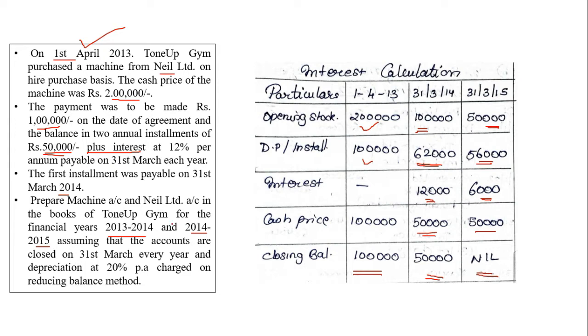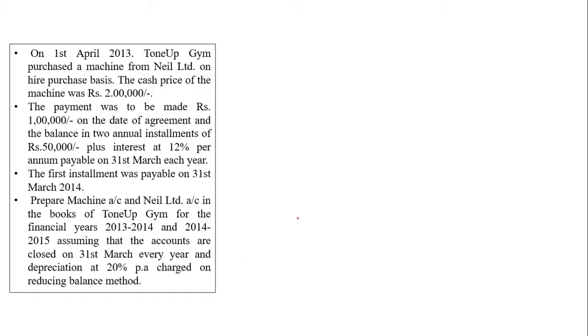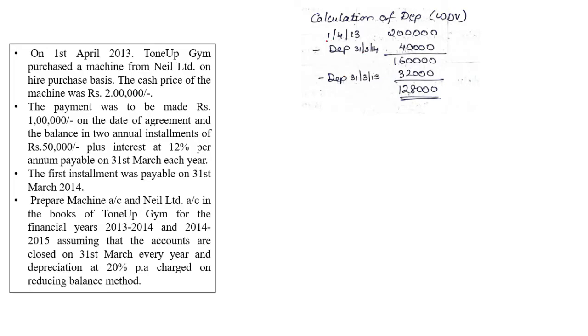Now next they have asked you to prepare the actual account, that is the machinery account. Before starting the machinery account, we have to find the depreciation, and they have told you to use 20% depreciation rate at reducing balance method. So very simple. Reducing balance means whatever balance you get, from that you have to remove your depreciation. For example, on 1st April 13 you bought a machine for 2 lakhs. So on 31st March 14, on 2 lakhs you will remove 20%, which comes to 40,000. That's your depreciation amount. So 2 lakh minus 40,000 is 1 lakh 60,000.